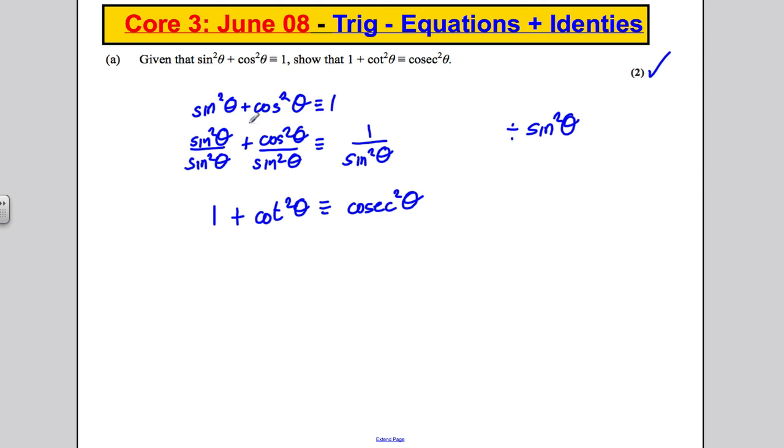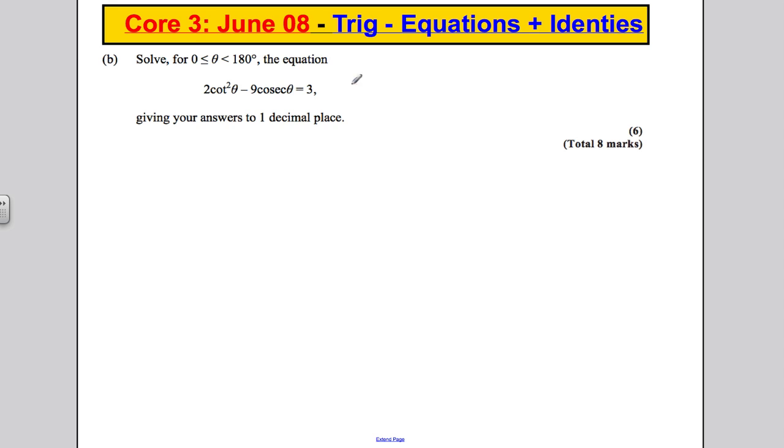Easy 2 marks. Next part, we're asked to solve an equation for theta between 0 and 180 degrees, and here it is. We're asked to give our answer to 1 decimal place. Now, the equation has cot squareds and cosecs in it. In order to be able to solve it, everything should be in the same term.